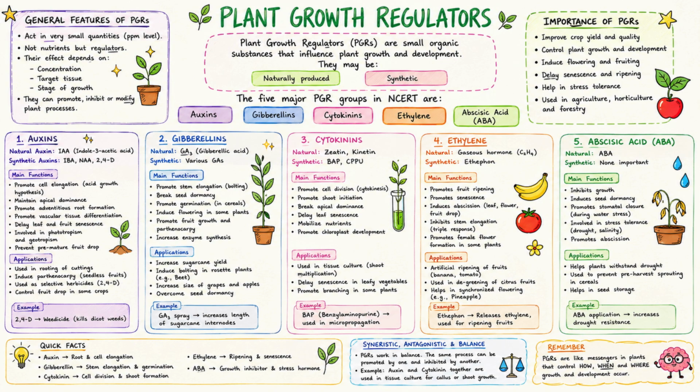The third group is cytokinins. Cytokinins mainly promote cell division in plants. They also help in the development of shoots and delay the aging of leaves.